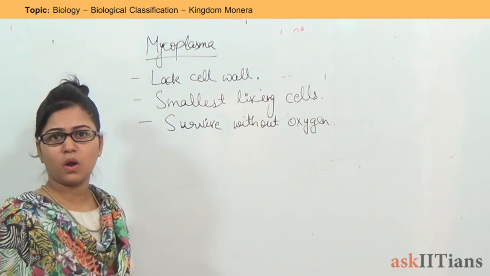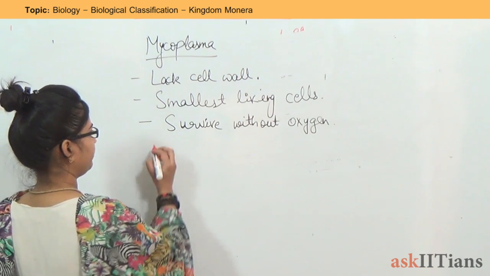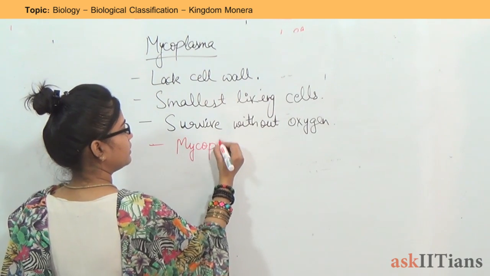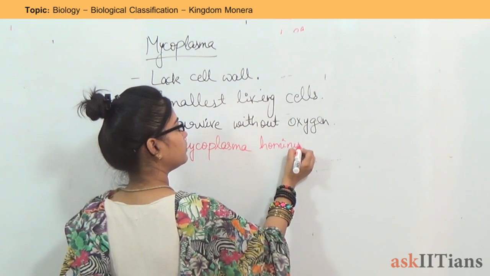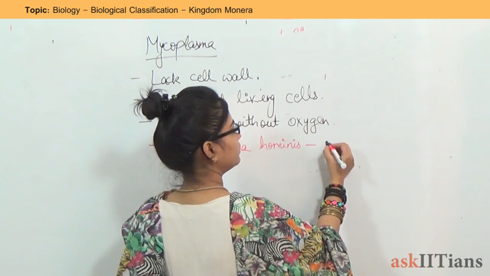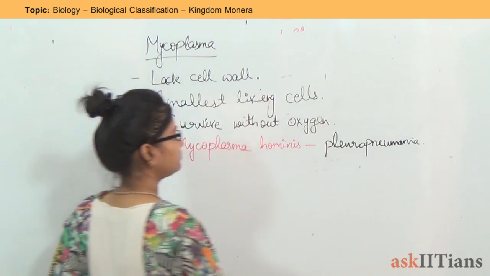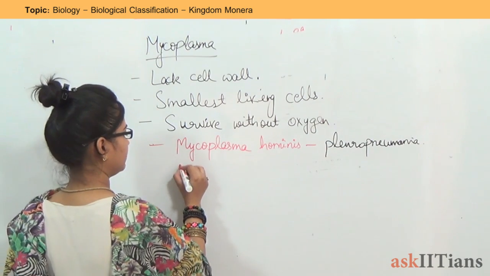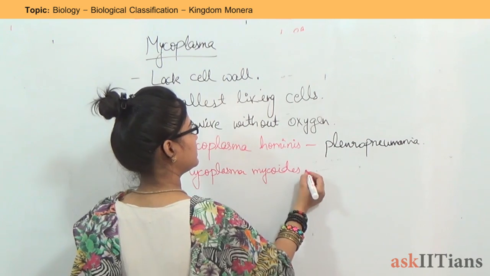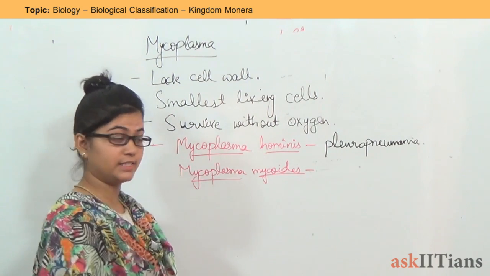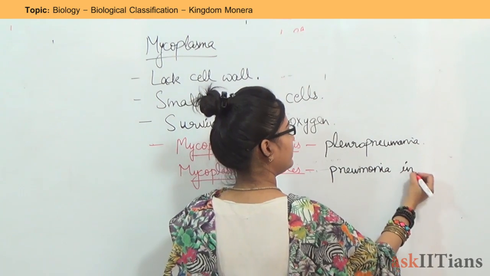Now, mycoplasma causes many diseases. Let's have a look at 2 or 3 diseases that they cause. First one, under mycoplasma comes Mycoplasma hominis. It is the causing agent for pleural pneumonia. Next is Mycoplasma mycoides. It is the causing agent for the disease pneumonia in cattle.